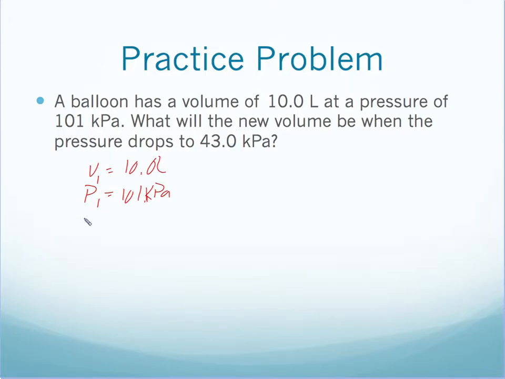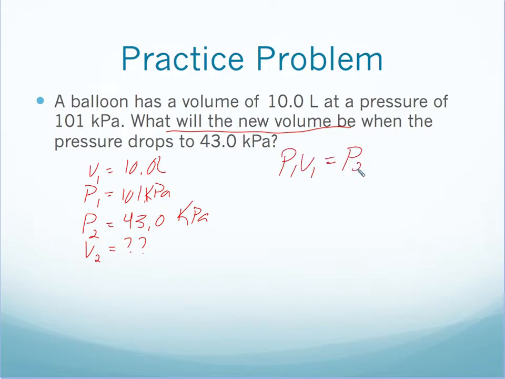So I know that my P2 equals 43.0 kPa, and I don't know my V2 because what will the new volume be? I'm not sure of that one. So that's where I'm going to stop, and I have to set up my equation. I know that P1 V1 equals P2 V2. I'm solving for V2. So to get this by itself, I'm going to divide P2 to the other side. So I get P1 V1 over P2 equals V2.